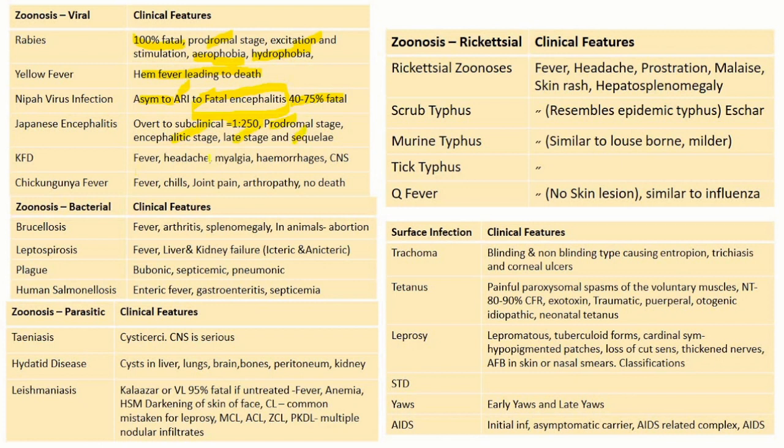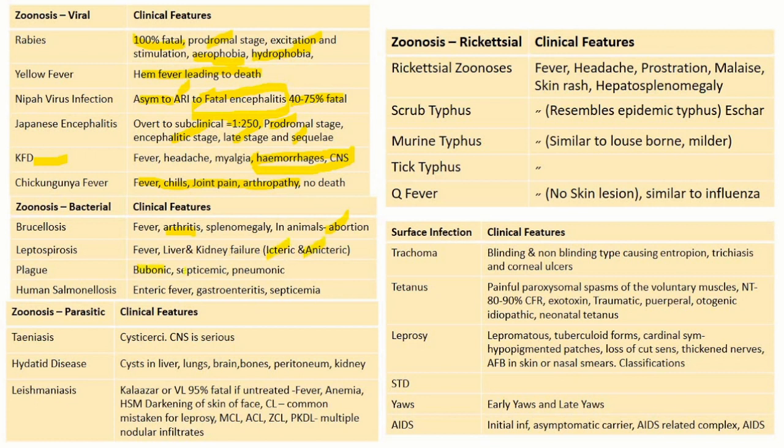KFD will present with fever, headache, myalgia, hemorrhages, and CNS manifestations are the causes of mortality in KFD. Chikungunya fever never causes death, but fever, chills, joint pains, and arthropathy will be there. Brucellosis: fever, arthritis will be present. Splenomegaly, and in animals it causes abortion. Leptospirosis: fever, liver and kidney failure. There will be icteric and anicteric types.